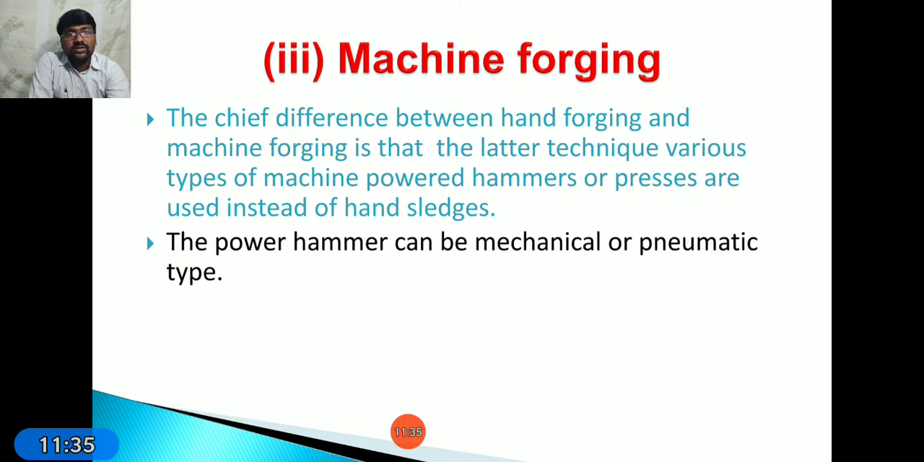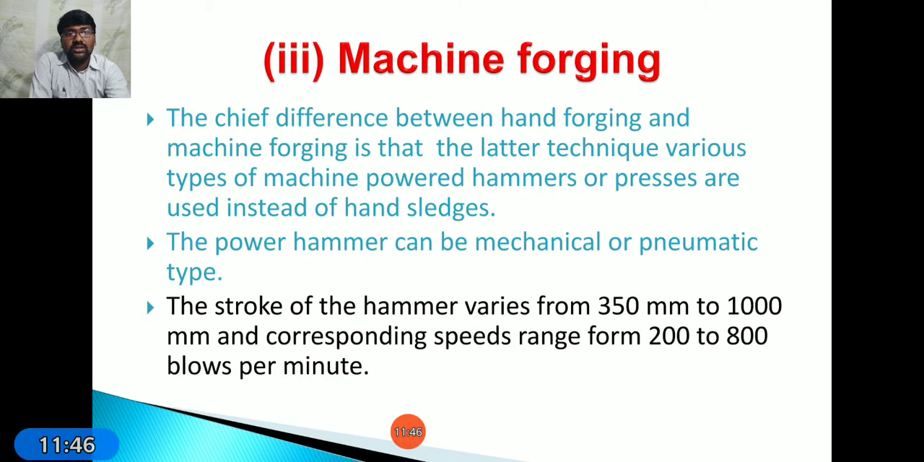The power hammer can be mechanical or pneumatic type. By using mechanical or pneumatic energy, we are blowing the hammer on the workpiece. The stroke of the hammer varies from 350 mm to 1000 mm, and the corresponding speed ranges from 200 to 800 blows per minute. The number of blows per minute is very high, in the range of 200 to 800.